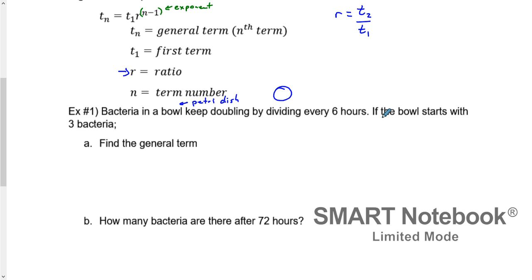It's doubling every 6 hours. So if the bowl starts with 3 bacteria, find the general term. The general term is just what is Tn? Just like in section 1, we don't know what n is. But we do know what T1 is. It's 3. We also do know what r is. r is the fact that it's doubling. Our r value is 2. And all that is to the power of n minus 1.